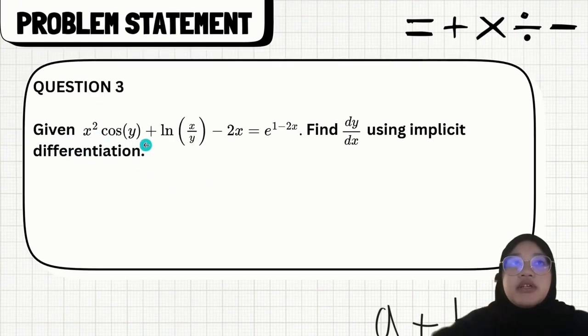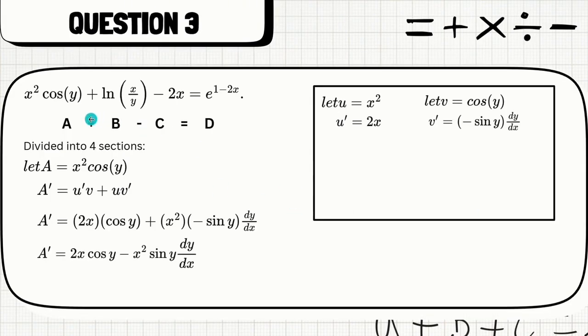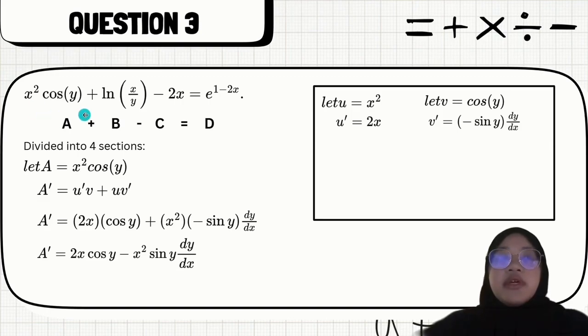Question 3. Given x squared cos y plus ln x over y minus 2x equals e to the power of 1 minus 2x, find dy/dx using implicit differentiation. x squared cos y plus ln x over y minus 2x equals e to the power of 1 minus 2x, which is a plus b minus c equals d.